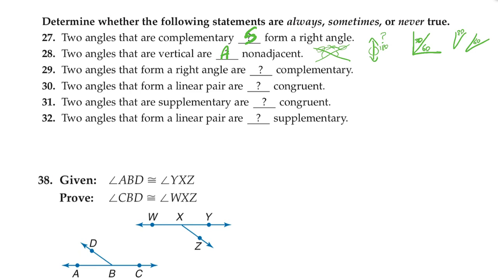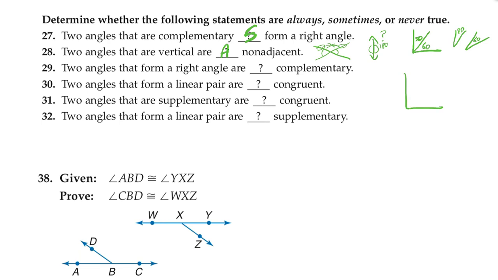Okay, let's go. 29, two angles that form a right angle are complementary. So it's saying if there are two angles that form a right angle, are they complementary? Yeah, that's always true. Because they formed a right angle, so they formed a 90-degree angle. So yes, they're always complementary. Two angles that form a linear pair are congruent. Well, here's a linear pair where they are not congruent. And here's a linear pair where they are congruent. So that's definitely a sometimes.